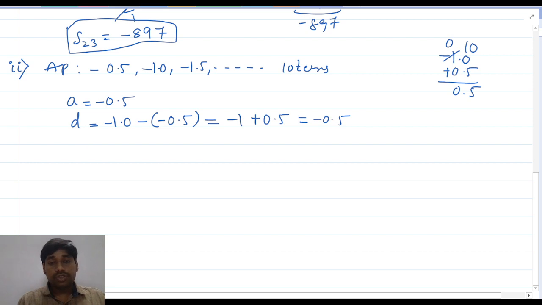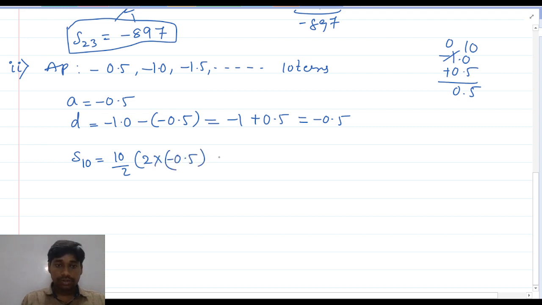Okay, after knowing this, we have to find the sum of 10 terms. As we know the formula, 10 by 2 of 2 into a plus 10 minus 1 into d. What is d here? d is minus 0.5.